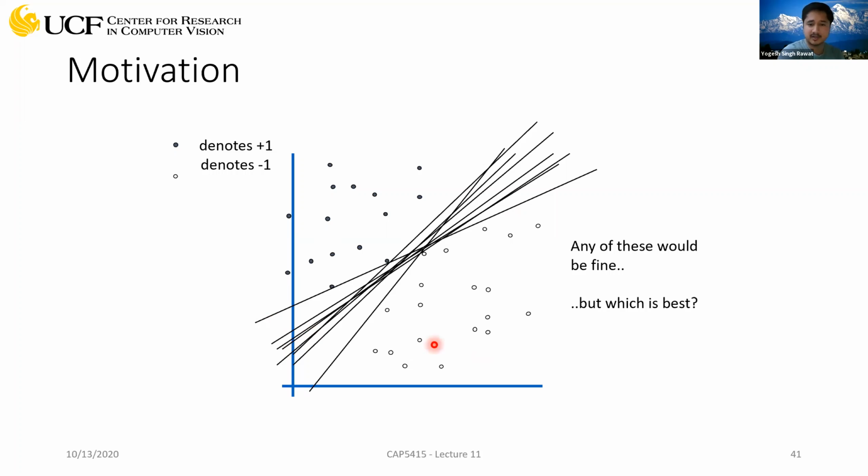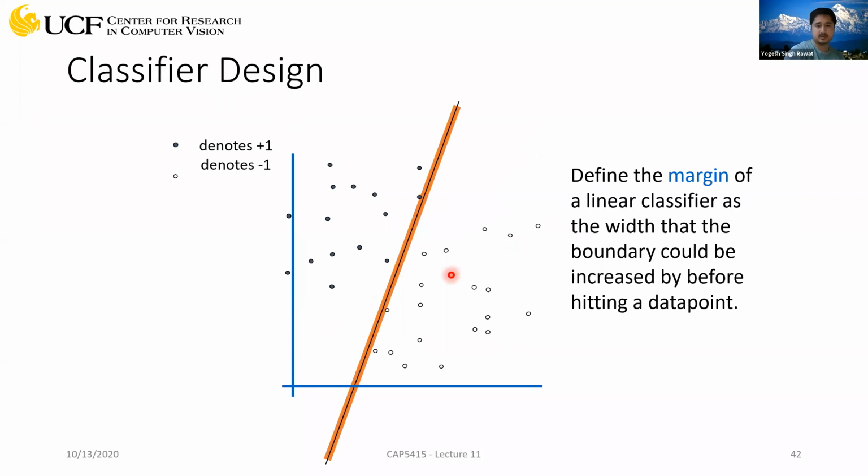But based on this training data, it's right. But by visually inspecting, we can say it's not right. So clearly this is not a good decision boundary. What we can do is try to define some kind of margin between the decision boundary and the samples which are closest to that decision boundary. All right, so let's say I draw this decision boundary.